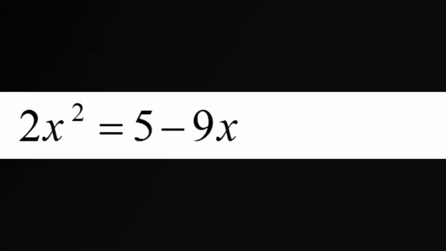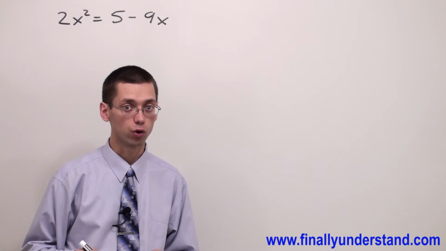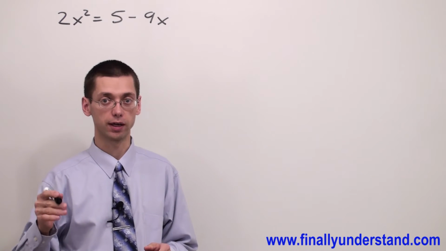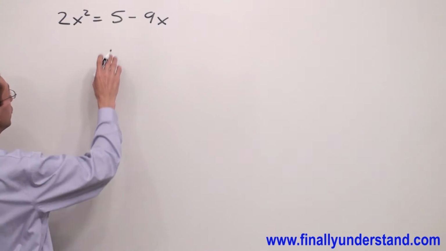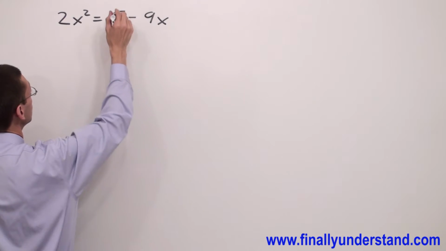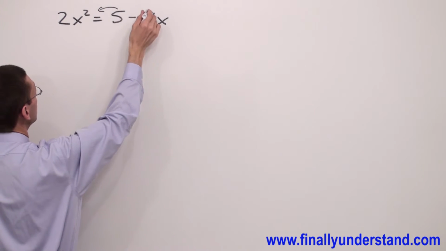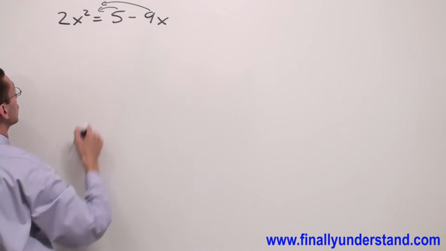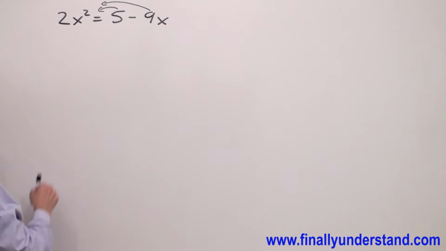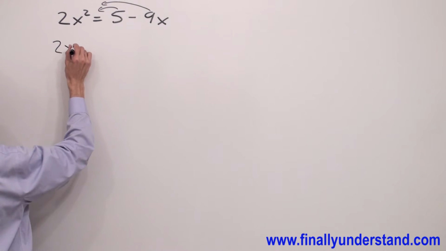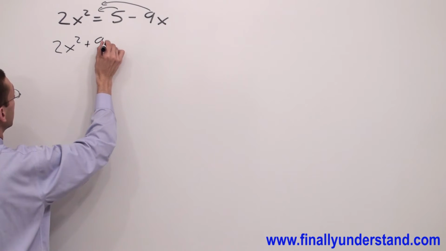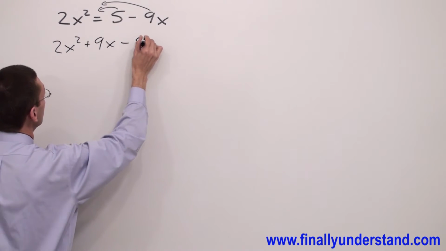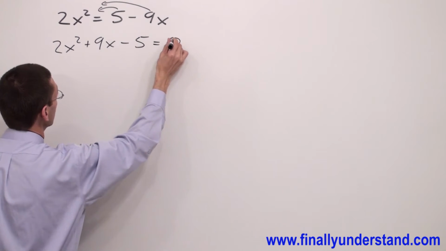We have another example on the board. Before we factorize this equation, we're supposed to organize it. Make sure that on the right side of the equation we have 0. So I'm going to move every single term from the right side to the left side. Okay, so 5 has to be moved to the left, and 9x also has to be moved to the left side. So I have 2x squared plus 9x minus 5 is equal to 0.